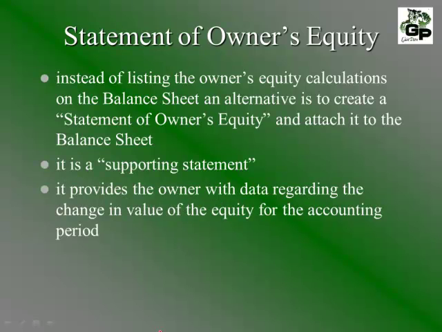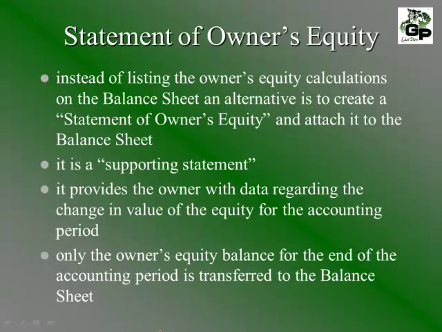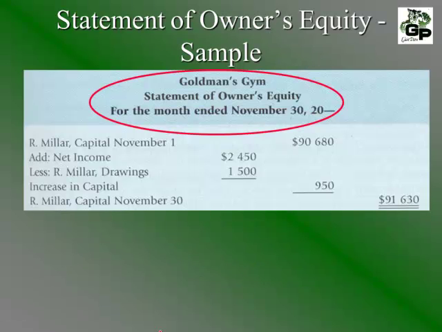It provides the owner with data regarding the change of equity during this accounting period, but it's not actually written on the balance sheet itself. Only the owner's equity balance at the end of the accounting period is necessary to be written on the balance sheet itself. So what does this statement of owner's equity look like? Here's an example. Who, what, and when is the heading. Goldman's Gym. It is called a statement of owner's equity, and we use the terminology for the month ended and then the end of the accounting period.